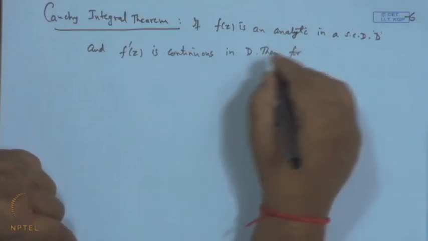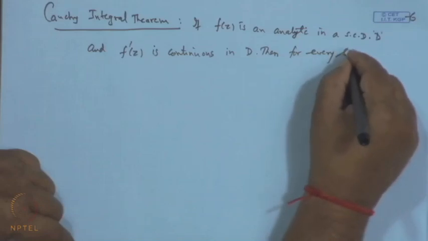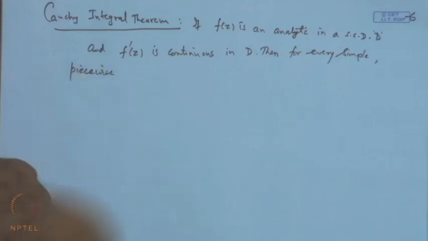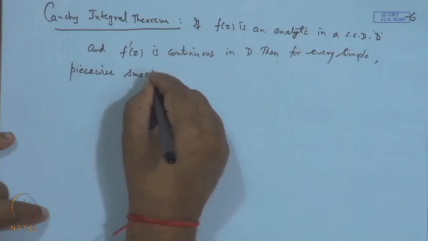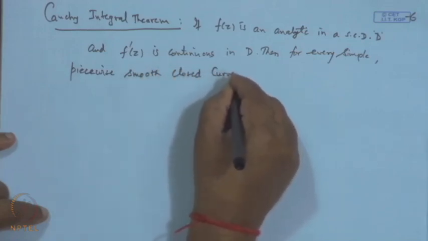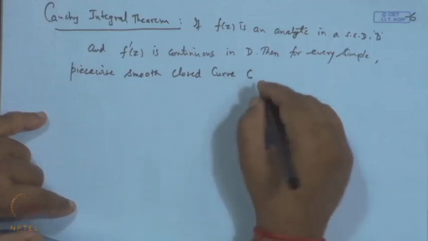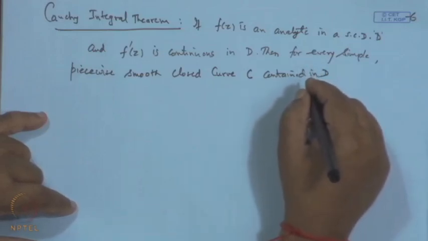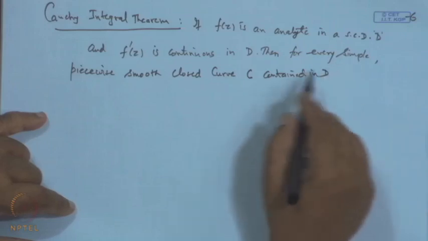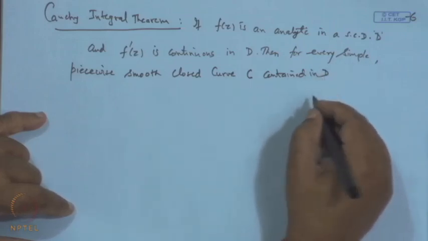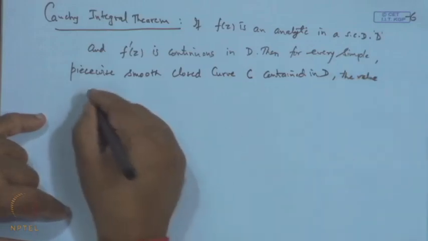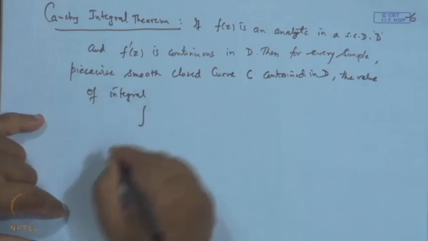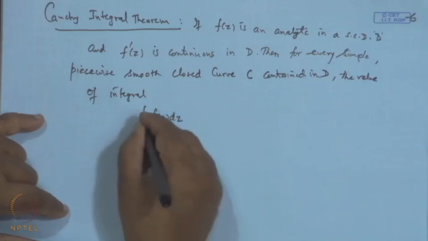for every simple piecewise smooth closed curve C contained in D, the value of the integral over C of f(z) dz will be 0.